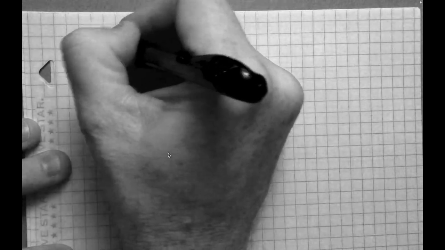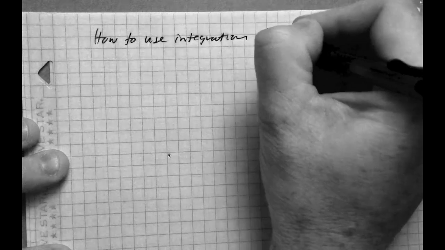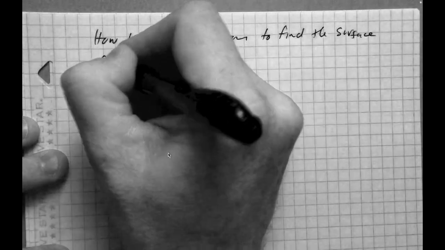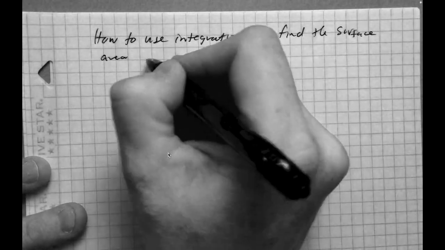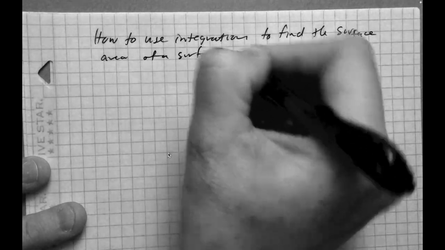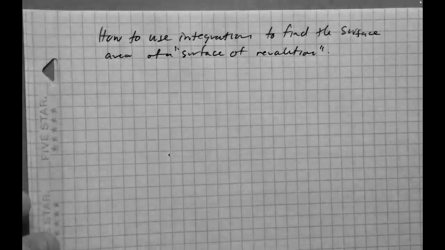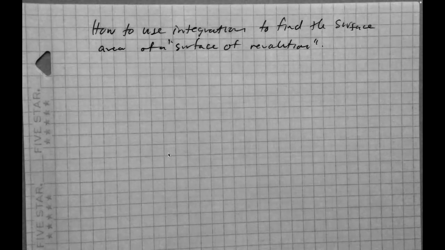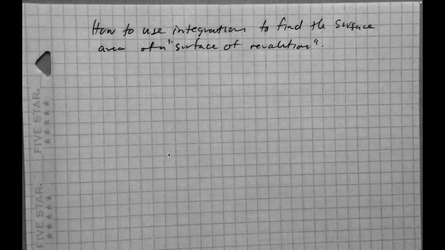And now we want to switch over to how to use integration to find the surface area of a surface of revolution. Okay, a surface of revolution. So what is a surface of revolution? I'll probably make that mistake a million times. A surface of revolution.